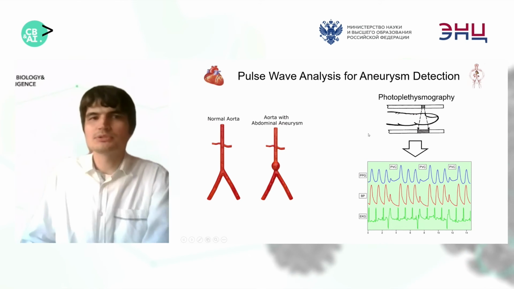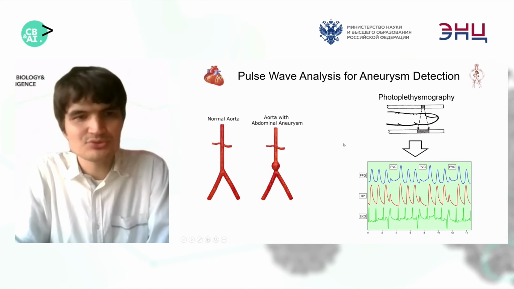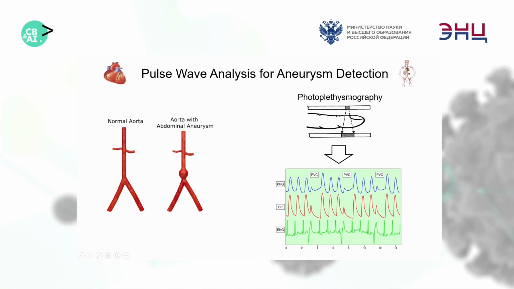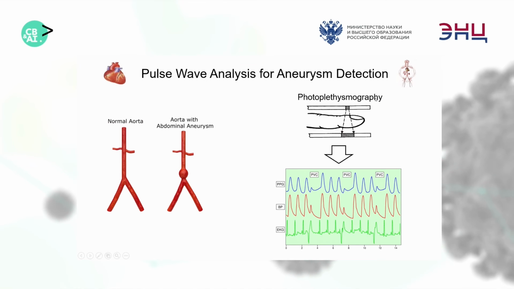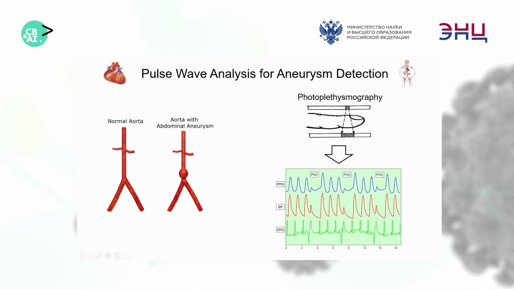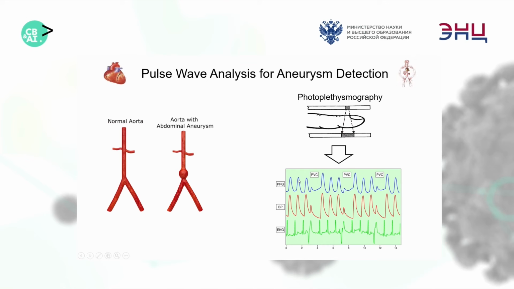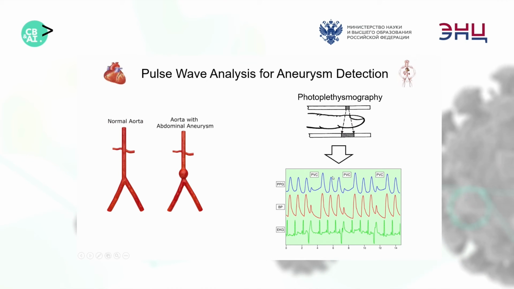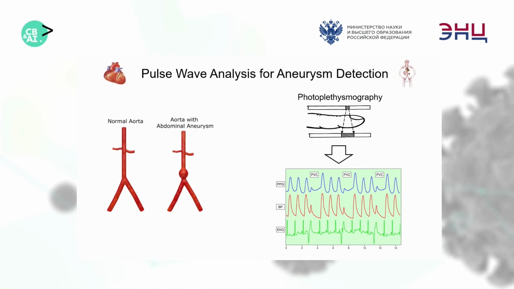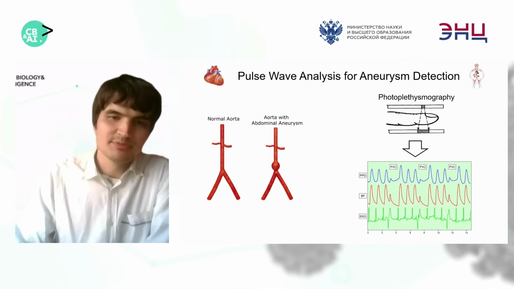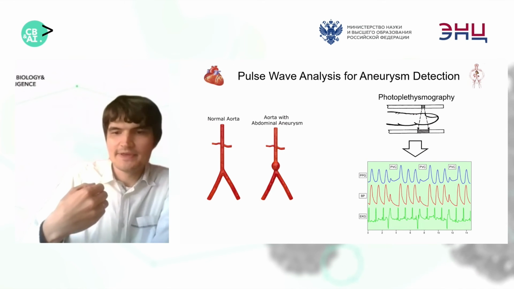In this particular work, the goal was to detect abdominal aneurysm with photoplethysmography. Photoplethysmography is another kind of pulse wave. You have light sensors where light shines through your finger, and you get a signal like this one. This signal turned out to reflect the pressure pulse wave very well, and it can be easily simulated with the hemodynamic blood flow model that was described before.